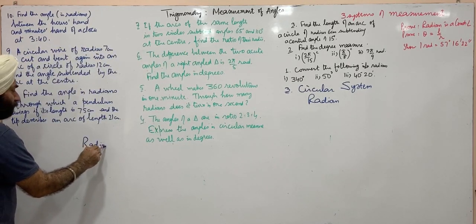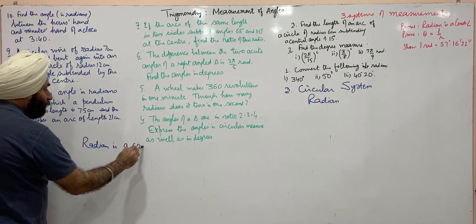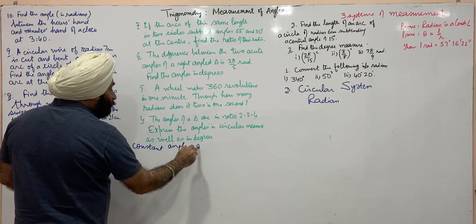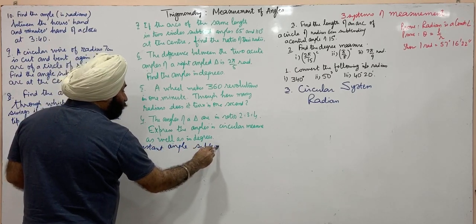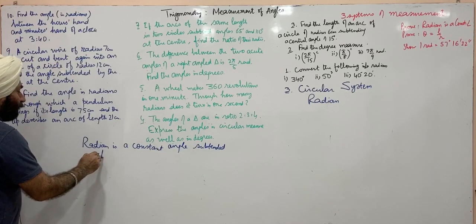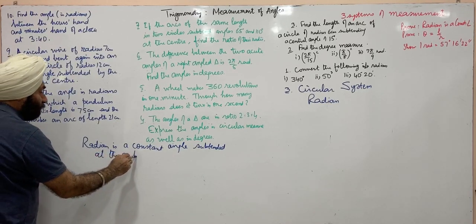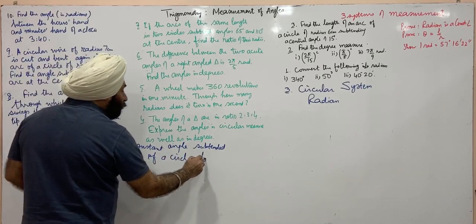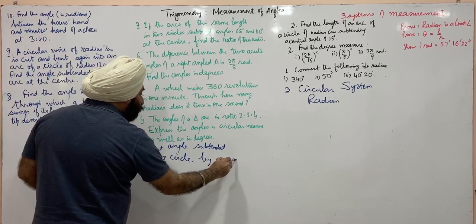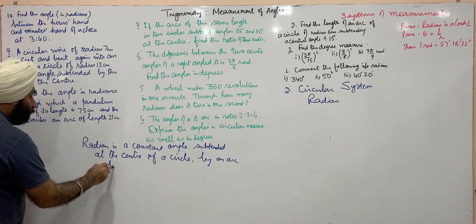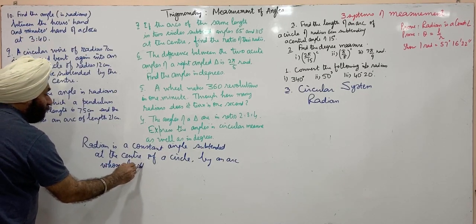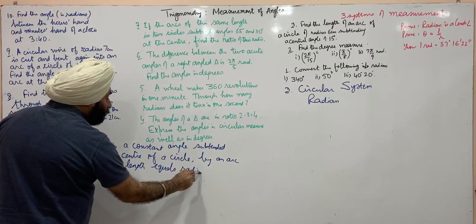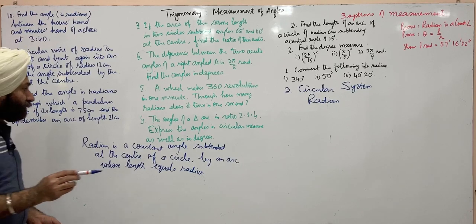Radian is a constant angle subtended at the center of a circle by an arc whose length equals the radius. So this is radian. Let us understand this.